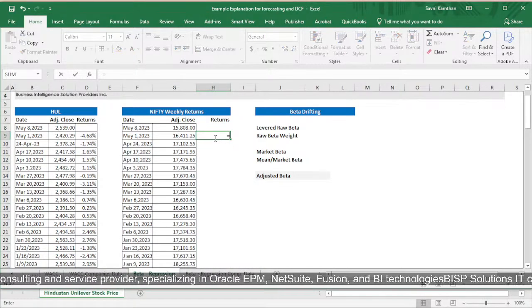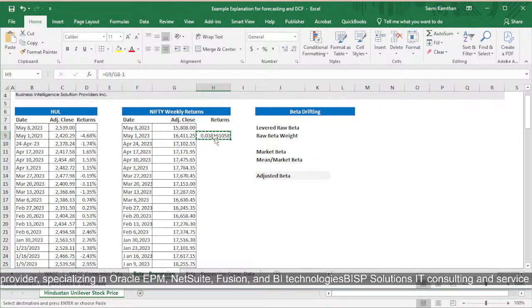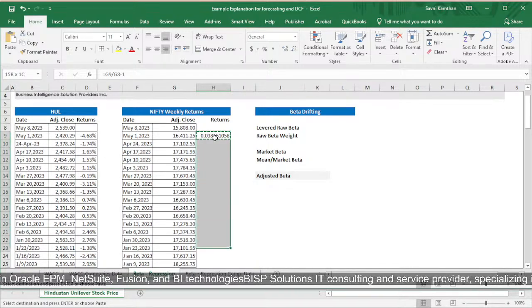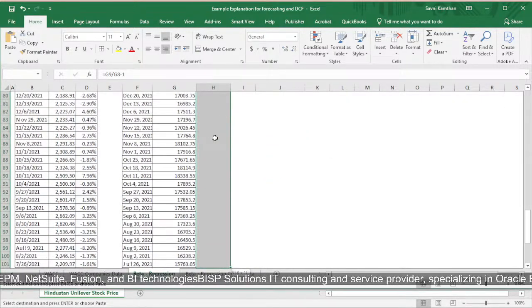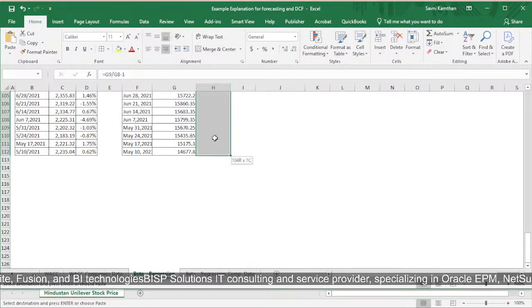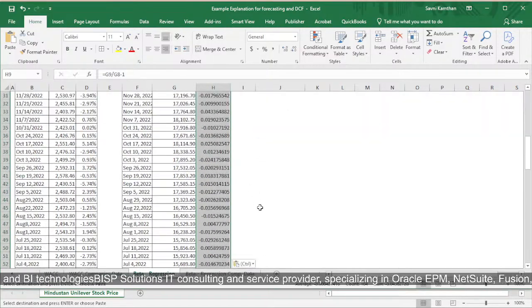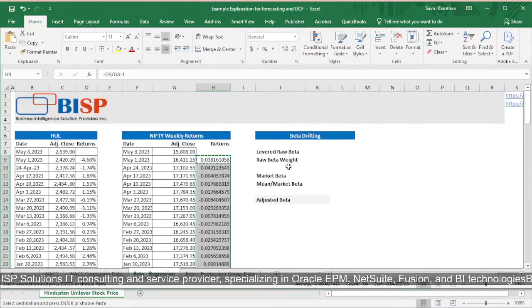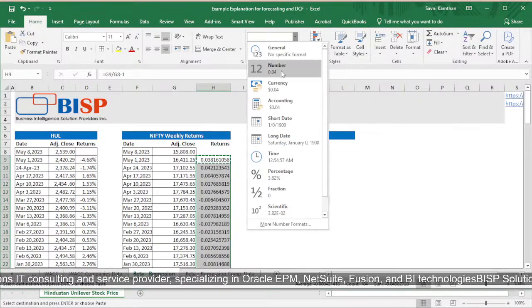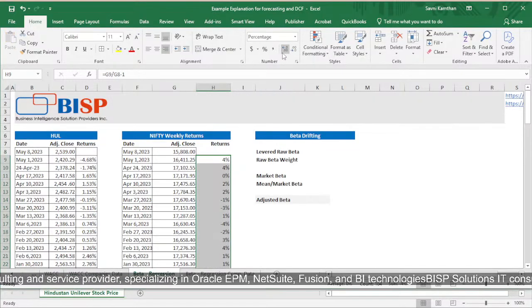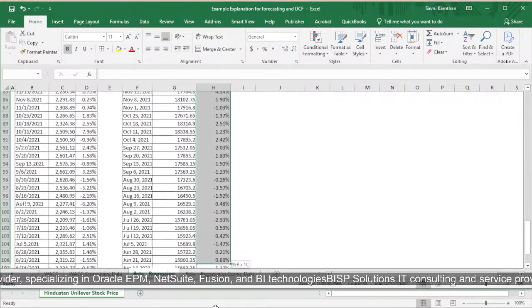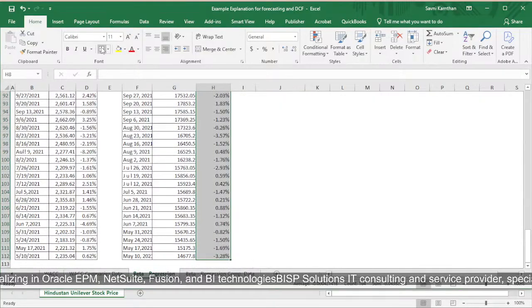So again the same function, -1, Control plus C, and dragging it till the end of the table. So it is not showing us value. We have to check again and again so that it is not showing us errors. So this is what our returns for our Nifty will be about.